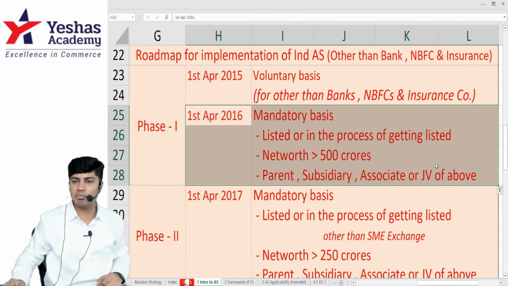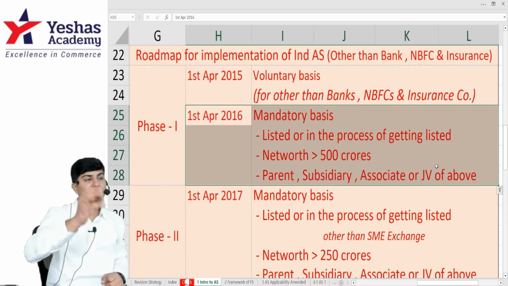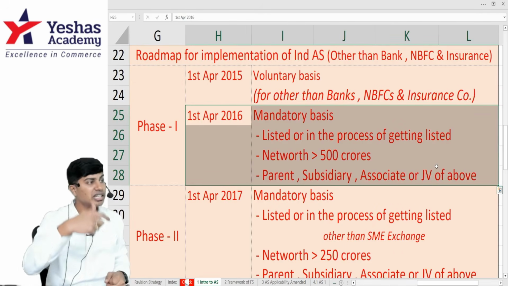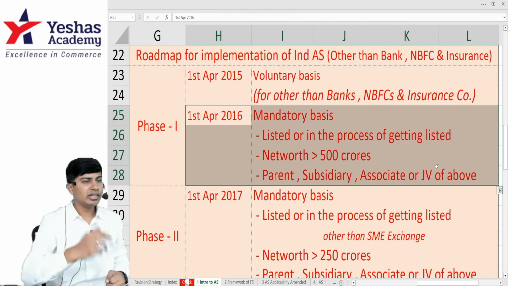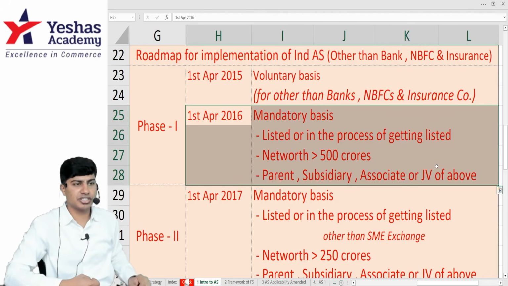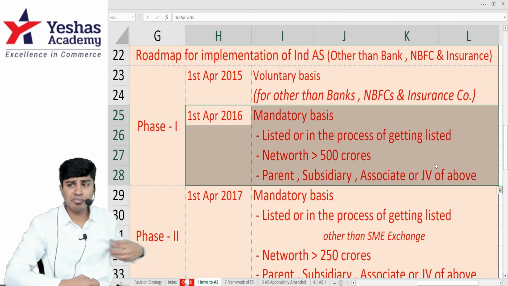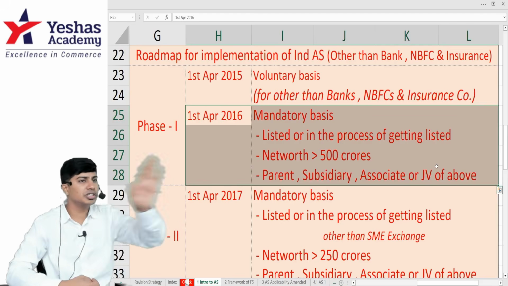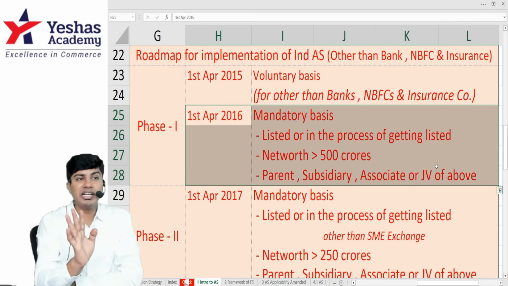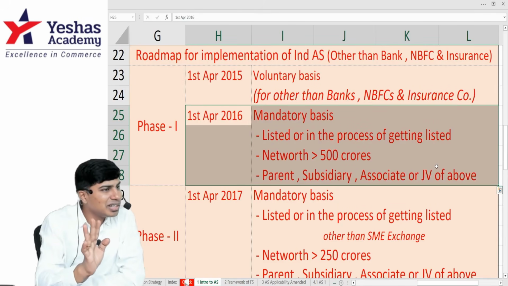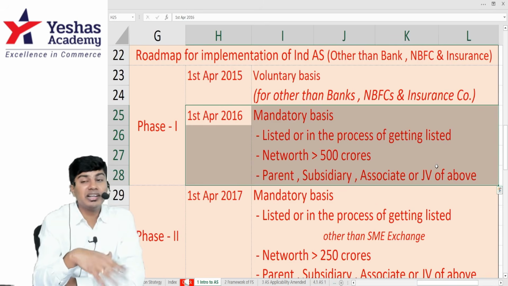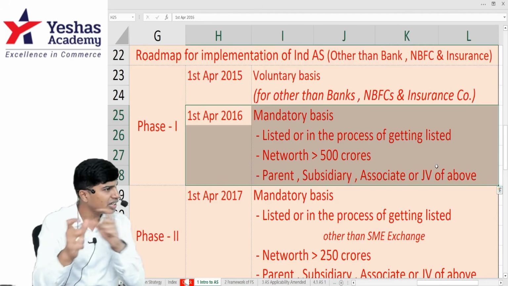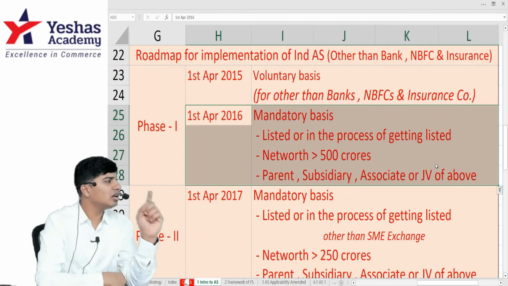Not for everyone, but for a specific class of companies. Which class of company? If the company is listed or it is in the process of getting listed. If you have listed your company shares in the stock exchange, you are a listed company. If you are a public company but your shares are not traded in the stock exchange, you are not a listed company. Public company doesn't mean listed company. There are a lot of public companies which are not listed. Listed means your shares are being traded in the stock exchange.